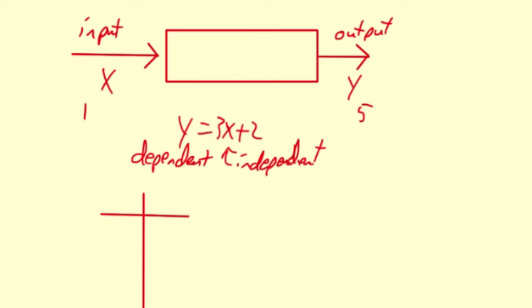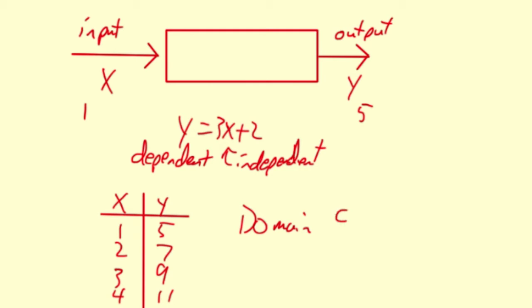You can also look at functions as a table of values. So I'll just randomly assign 1, 2, 3, 4, and let's say the outputs are 5, 7, 9, 11. Now this set of x values, that's the input, is called the domain. And you can write it as a set, which means you use squiggly brackets. So it would be {1, 2, 3, 4}.